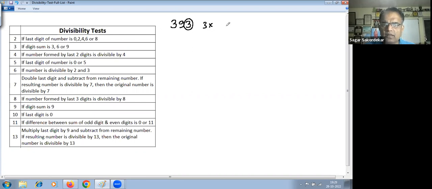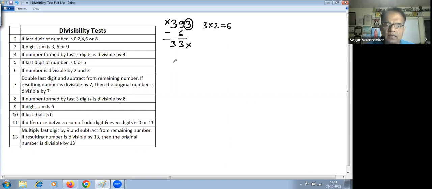Take the last digit, double it. 3 into 2 is 6. And then this you have to subtract from the remaining part. That means 39 is remaining here. 39 minus 6. 9 minus 6 is 3. 33, and you know that 33 is not divisible by 7, or 33 is not in the table of 7. So this is not divisible by 7. So this number is not divisible by 7.